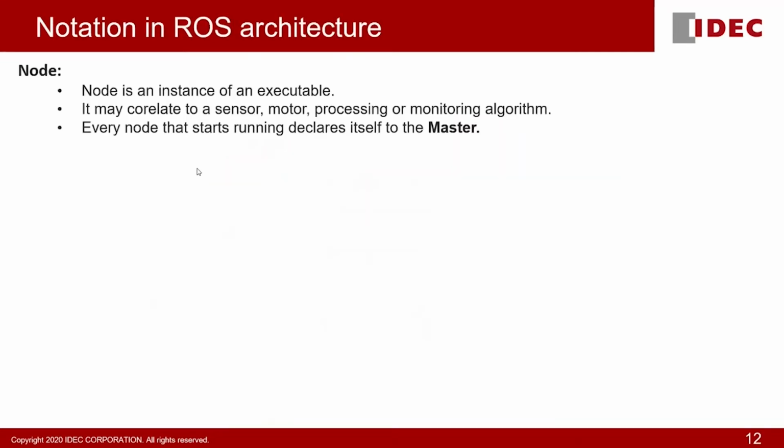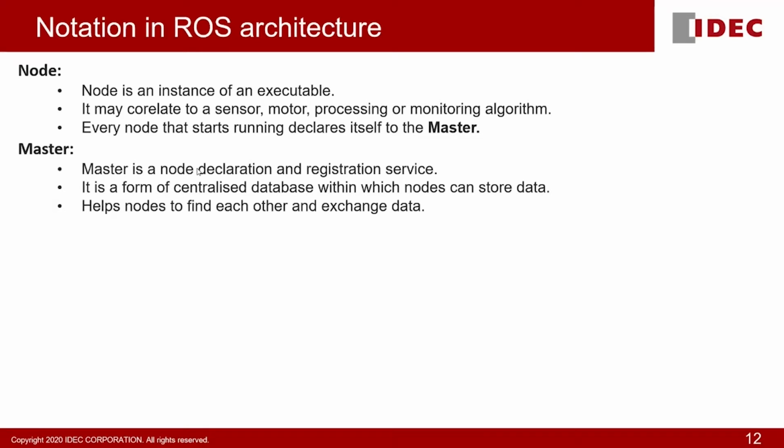So, firstly, node. It is called an instance which is created as soon as we register it to the master. Per se, master is also a node. Usually, sensors, motors, robots are considered as nodes. Master, we can say, is a node which handles registration of other nodes and stores the data.